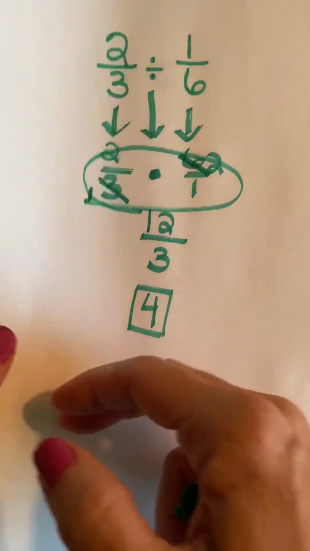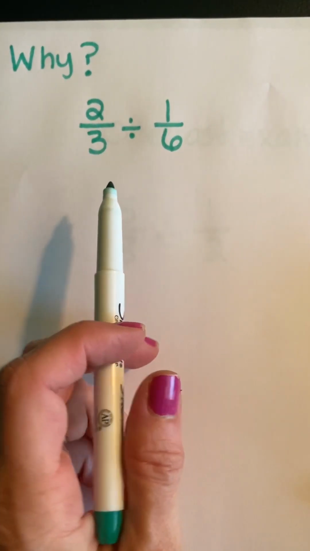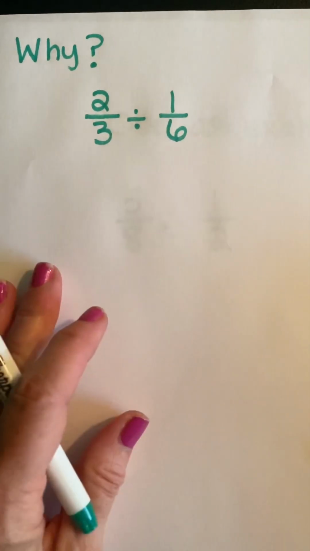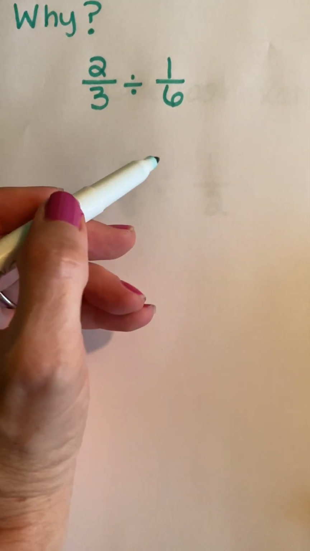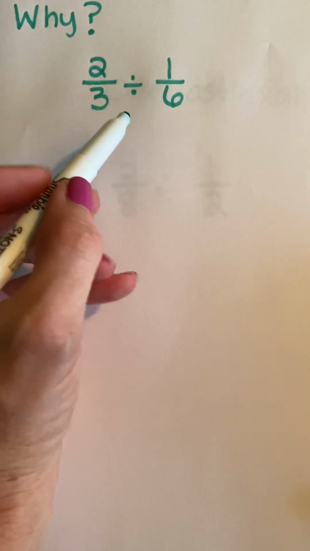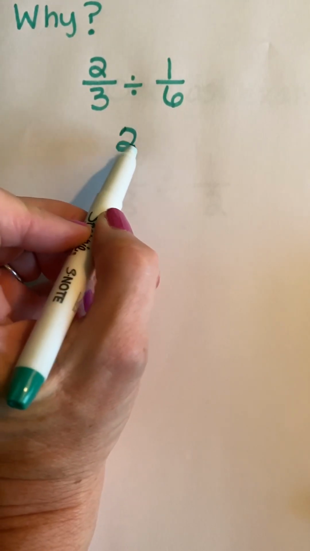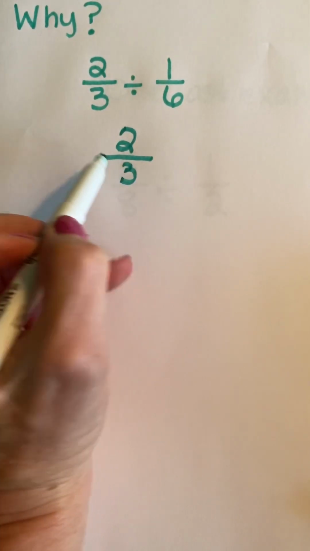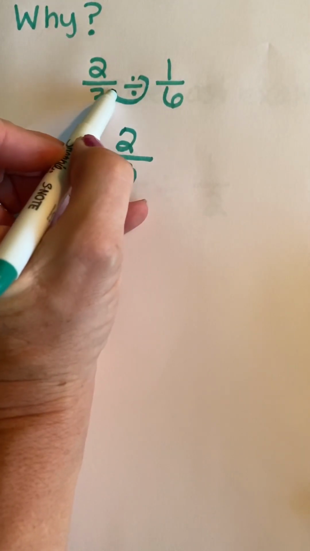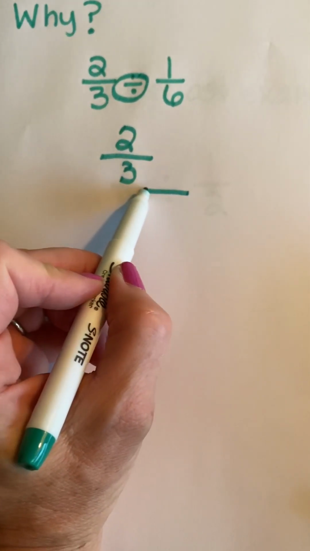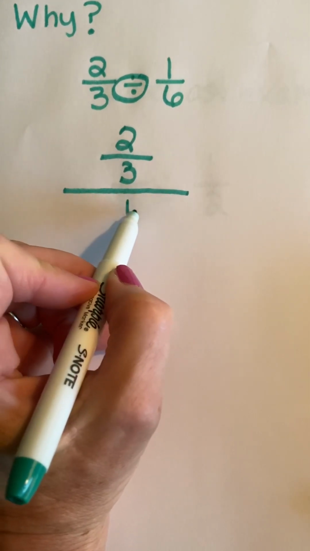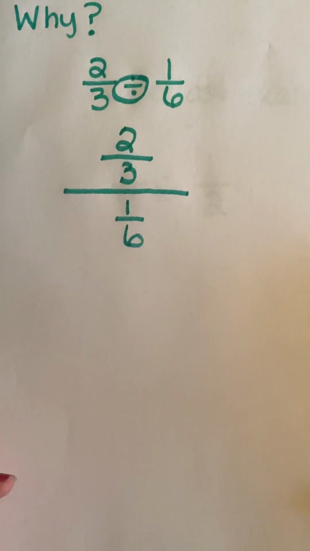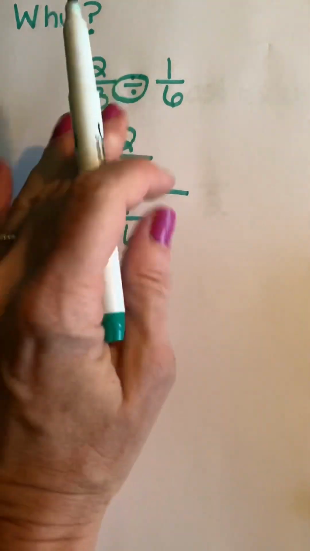The why behind this is pretty cool. So I wrote the same problem again, 2/3 divided by 1/6. What I'm going to do first to show you why this works is write it a little bit differently. Let's take 2 over 3, and instead of using the divided by sign, let's do a big divided by bar and write the 1/6 on the bottom. So that's kind of like we've done in the past.